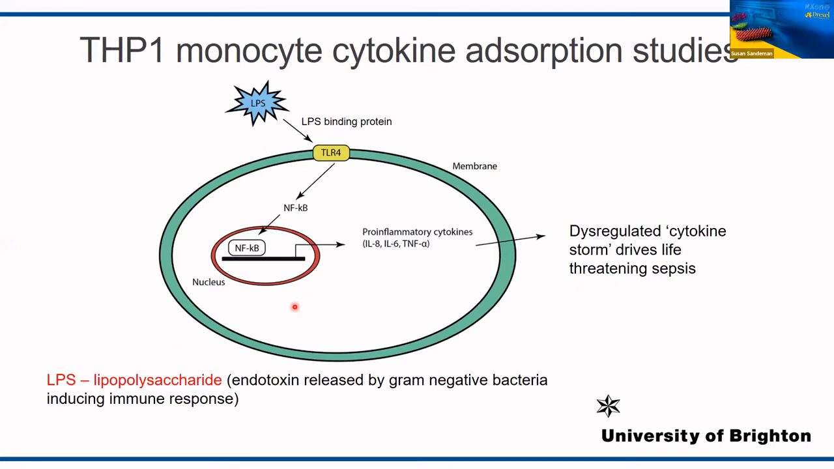cytotoxicity. We also wanted to go on and look at what interaction occurred with MXenes and cytokines. So we'd already shown that graphenes removed cytokines. So what about MXenes? So we looked at using a monocyte model, THP1s, in cell culture. You can stimulate these cells with a bacterial endotoxin, a lipopolysaccharide, to produce cytokines. And it's a really nice model to look at whether materials interact with cytokines to remove them. So in this assay, you basically stimulate the THP1 cell with lipopolysaccharide. It binds to a binding protein, then via toll-like receptors, upregulates the production of inflammatory cytokines, which are then produced, and you can measure them with ELISA.